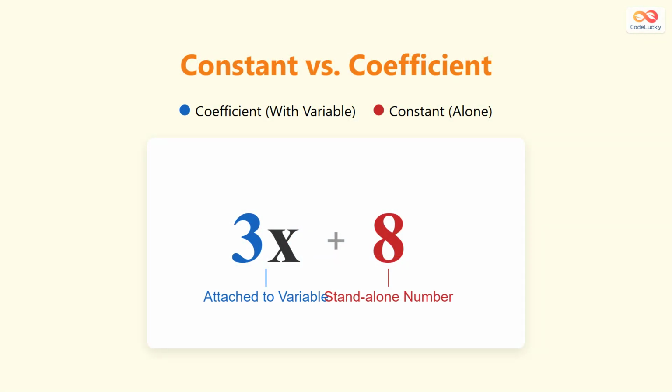It is important not to confuse coefficients with constants. A coefficient is always attached to a variable. A number that stands alone, without any variable attached to it, is called a constant. In this example, 3 is the coefficient and 8 is the constant.